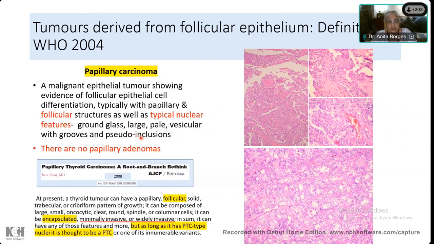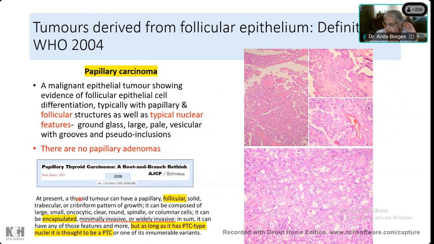And the important thing is, and please, those of you who said that there are papillary adenomas, there are no papillary adenomas. Follicular tumors do produce some papillary structures, but they are not called papillary adenomas. They're called follicular adenomas with a papillary morphology. And there was a very nice paper. If any of you read these sort of papers, as far as I know, most students don't read papers, they only read textbooks. This was written by Juan Rosai.